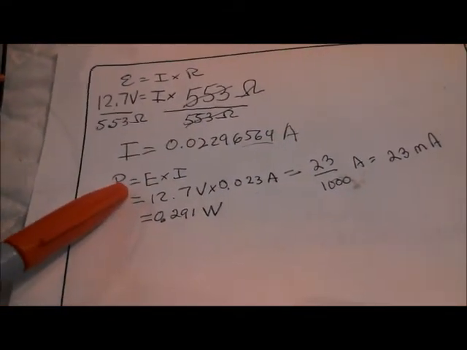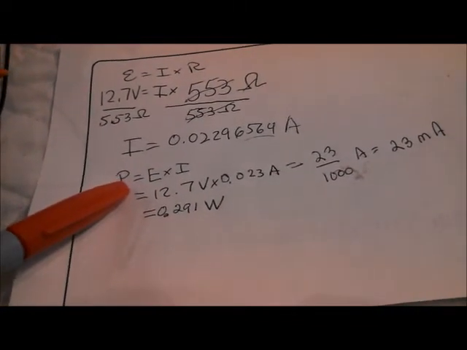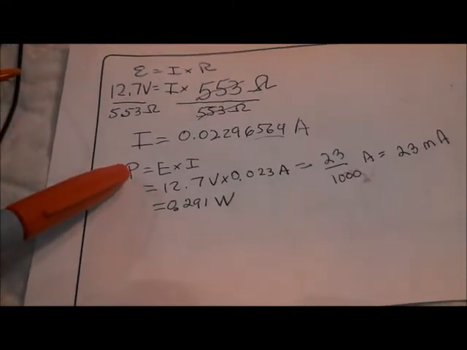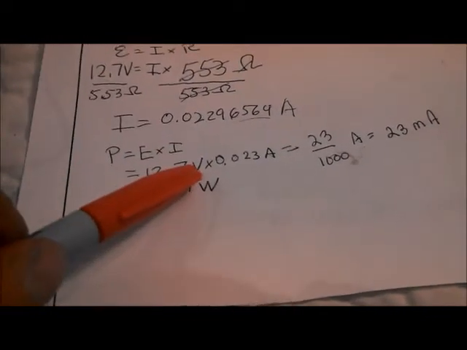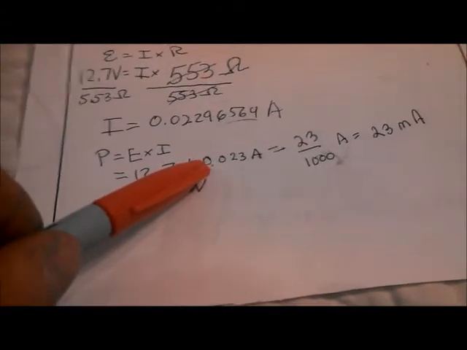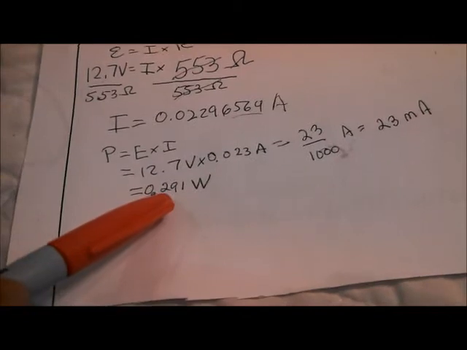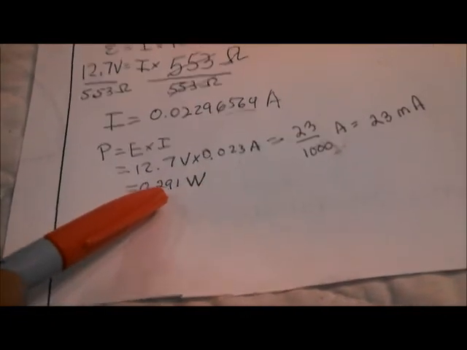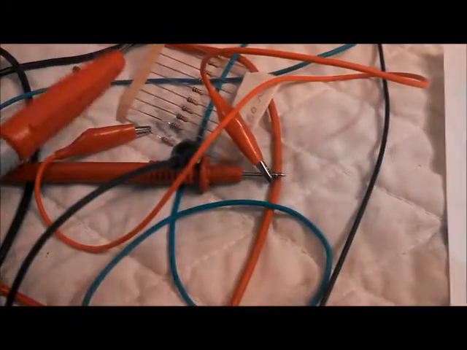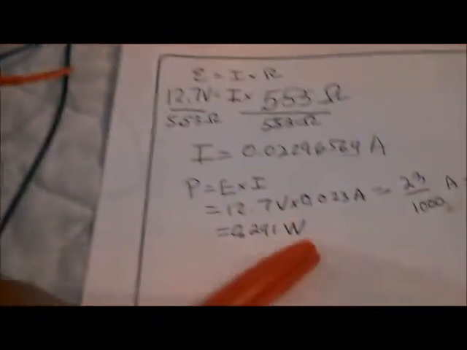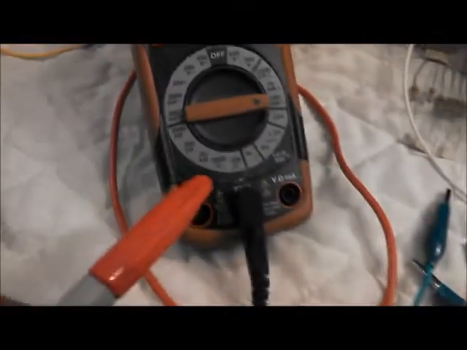Well, that's got to be rounded off in the power equation because it's just not a workable number when you use calculators. But the power equals the volts times the current, and 12.7 times 0.023 amps equals 0.291 watts. Slightly more than a quarter watt, slightly more than the rating of this 560 ohm resistor. Well, the question then becomes, how do we set this meter?